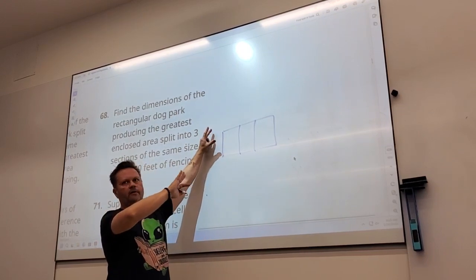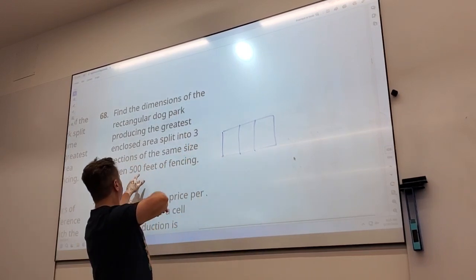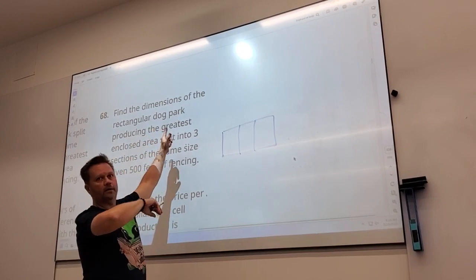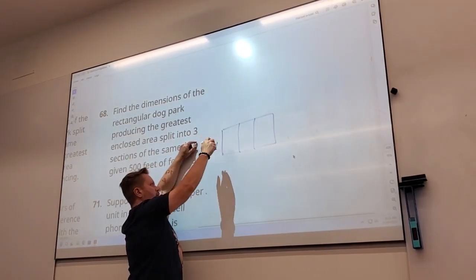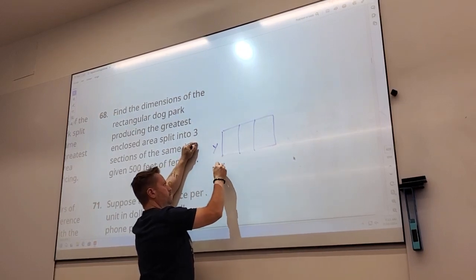So I've got some variables. What are the things I don't know? Because the question is find the dimensions, right? So the things I don't know are how wide it is and how long it is. Is that cool?